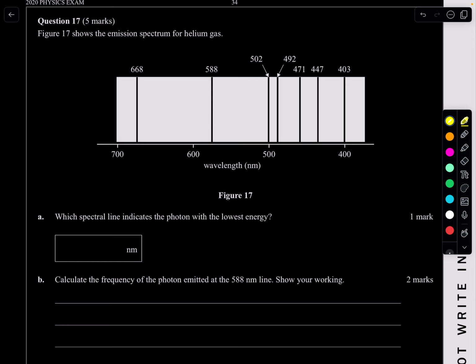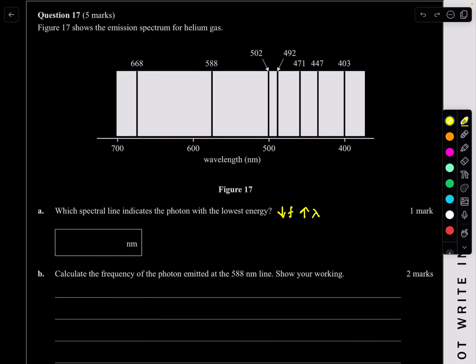Question 17. Figure 17 shows the emission spectrum for helium gas. What spectral line indicates the photon with the lowest energy? So the lowest energy means the lowest frequency. If we have low frequency, it means that we have high wavelength. So which one has the highest wavelength? Looking at this, the one that has the biggest wavelength is this here, 668. That's the highest wavelength from all of them. So 668 nanometers.